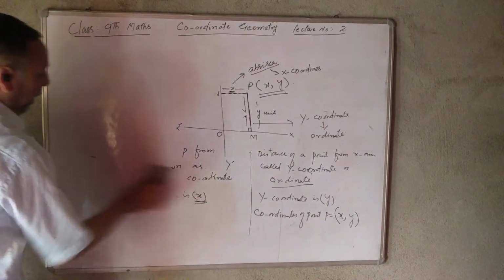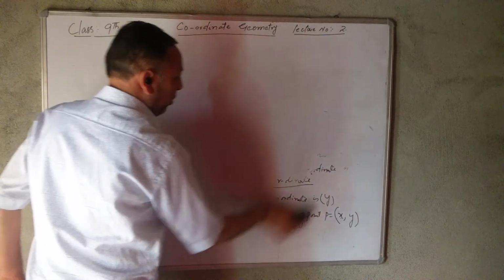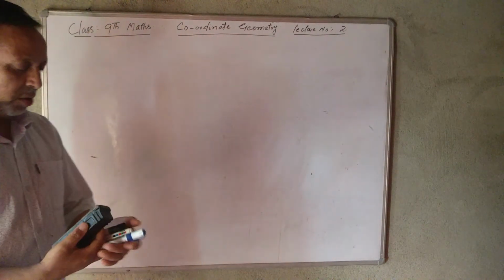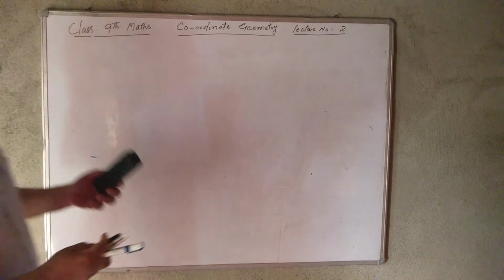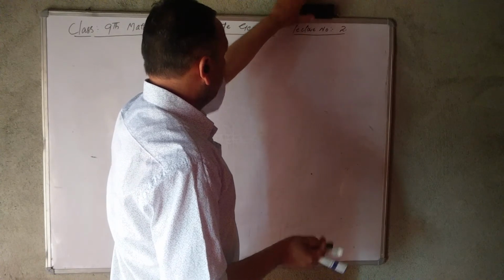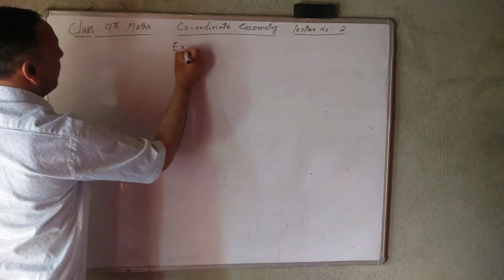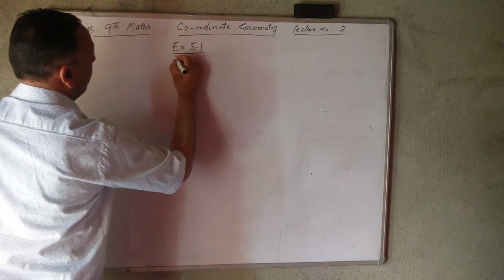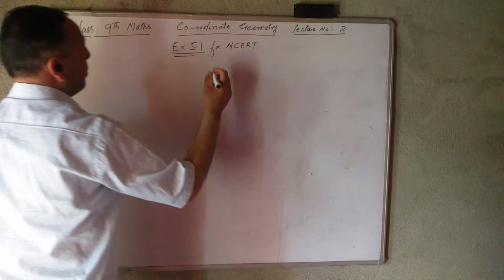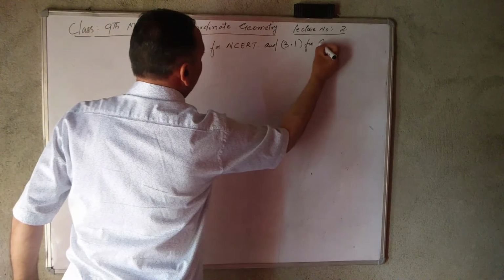Now, let's move to exercise 5.1 for NCERT, and for CBSE it will be 3.1.